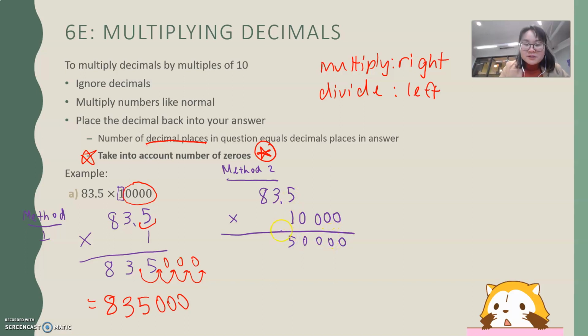And then do 1 times 5, 1 times 3, 1 times 8. And then, once I've done that, I can then be like, okay, there's 1 decimal place I have to take into account there. And then move that to the left to give me a final answer of 835,000, which is the same answer.